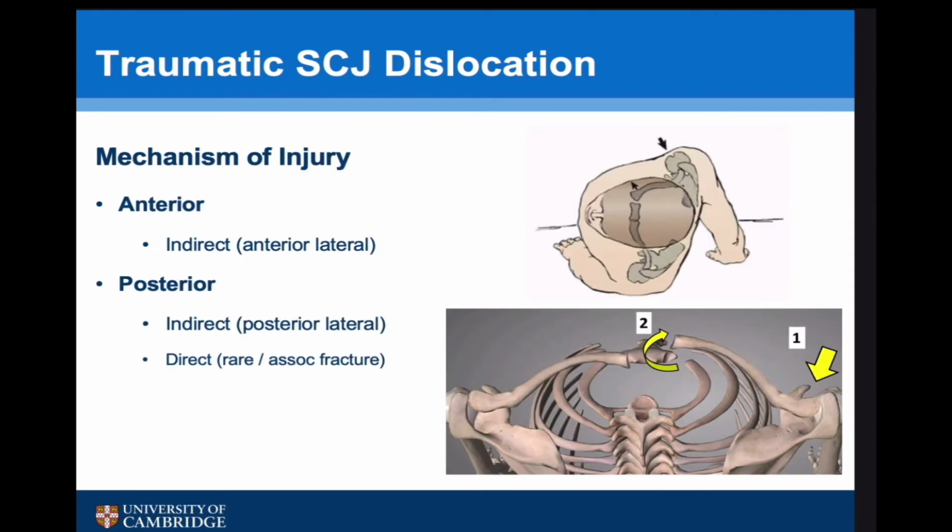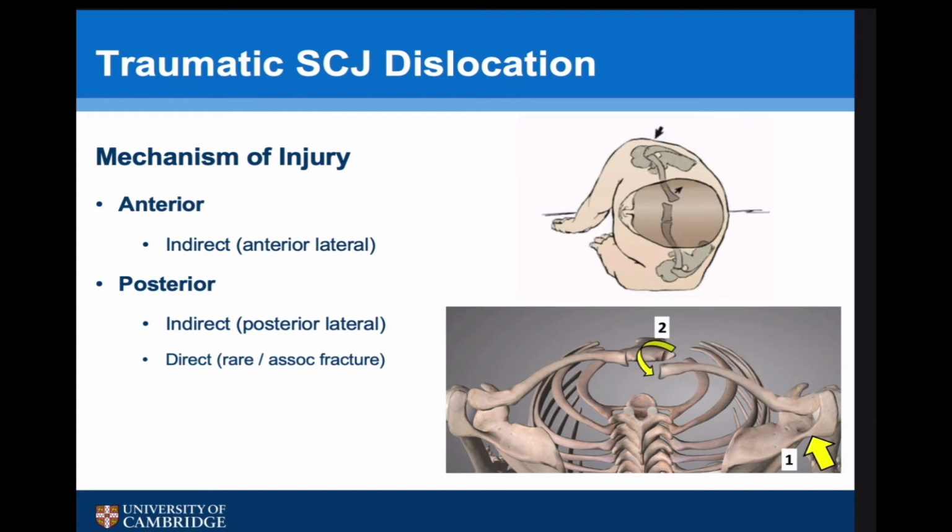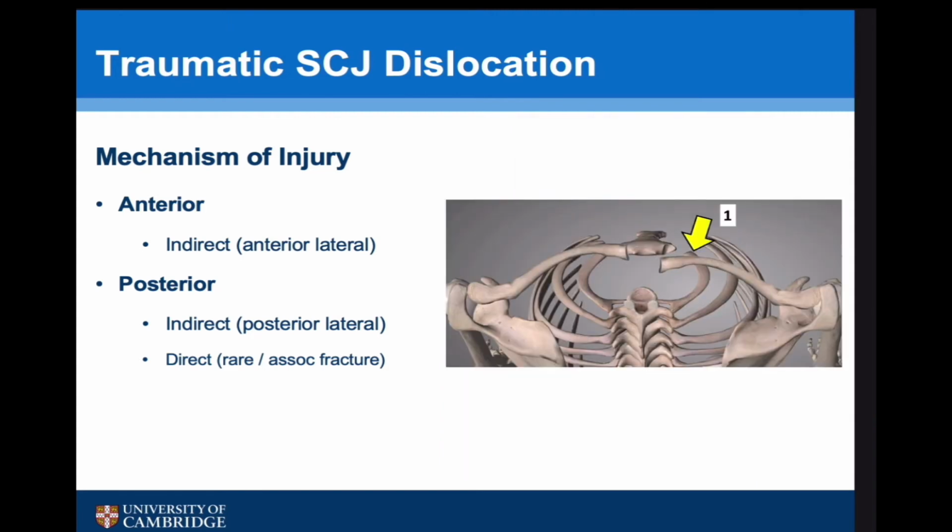The mechanism of injury for an anterior dislocation is always indirect, so it tends to be a blow over the anterior lateral aspect of the shoulder, which then levers the clavicle out and dislocates the medial end of the clavicle anteriorly. Most posterior dislocations are indirect again, so this is a blow on the posterior lateral aspect of the shoulder, for example in a ruck or a scrum, and once again this pushes the clavicle posterior and levers the medial end posteriorly, but it can occasionally occur from a direct force onto the front of the clavicle. However, this is often associated with a fracture.